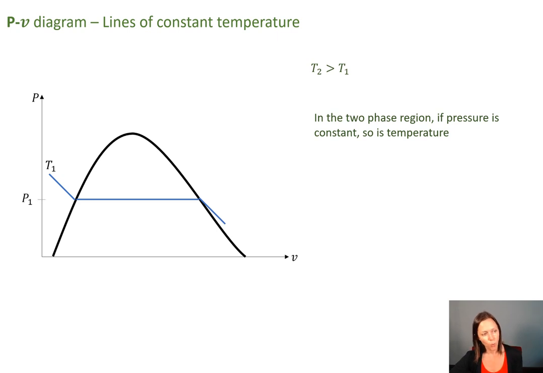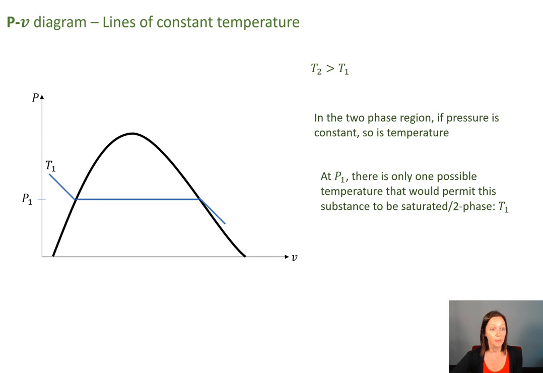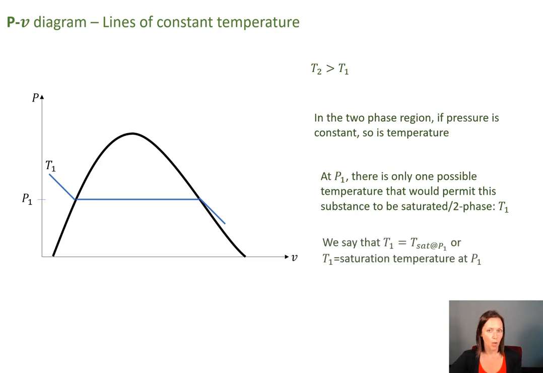Let's look at that T1 line here. So at T1, if you're saturated, you're in that two-phase region, there is only one possible pressure that you could be at, and that's P1, and vice versa. If you're at P1 and you're two-phase, the only possible temperature that you could be at is T1, okay? So we give that a special name. We say that that line T1 is the saturation temperature at P1, or sometimes we shorthand it and say Tsat at P1.